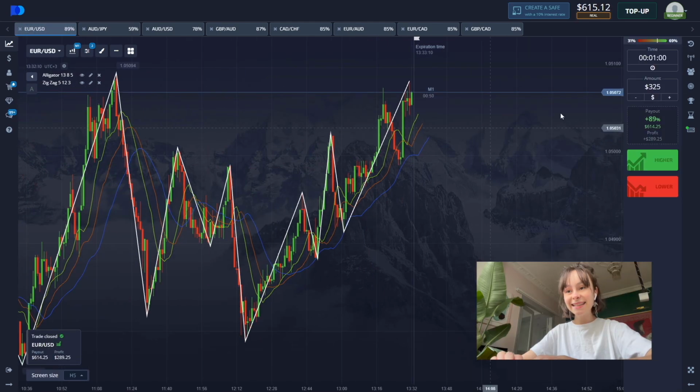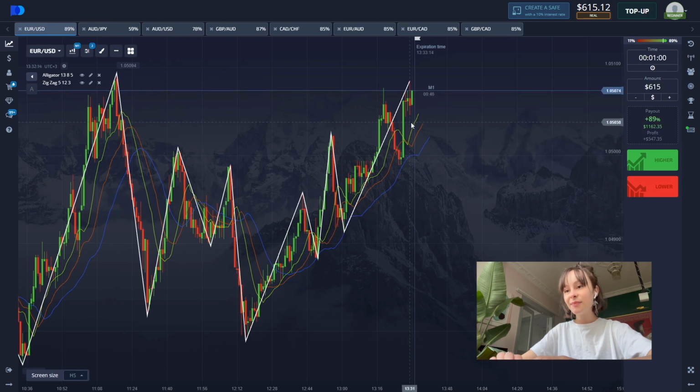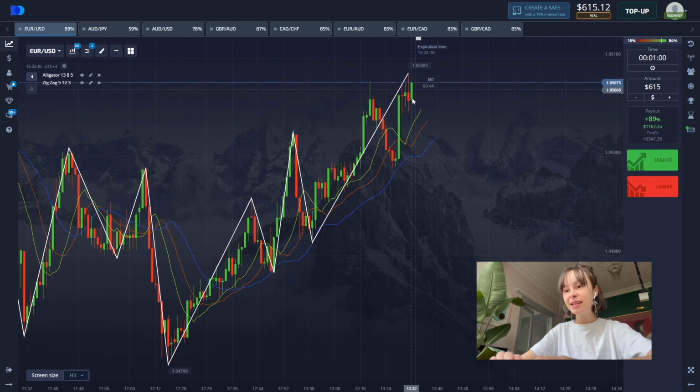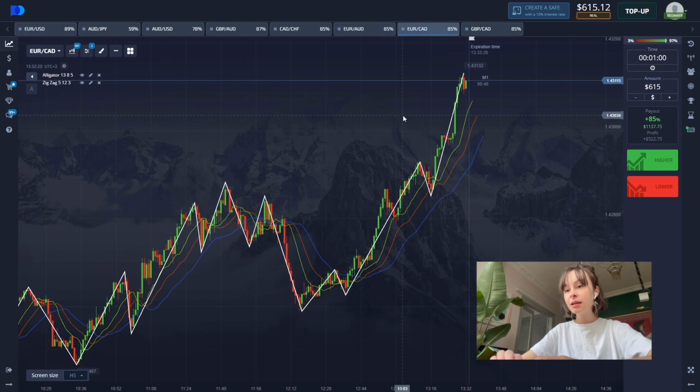And another deal is successful. Let's change the sum of the deal. Quite a confident one, even though we had a little pullback, but the impulse followed and another deal is closed positively. Let's choose another currency pair.